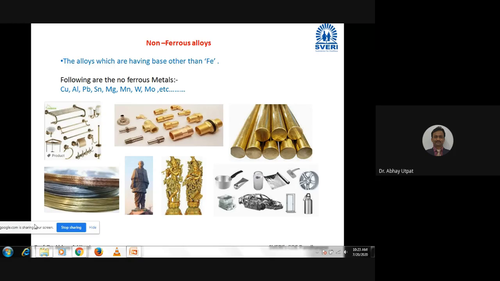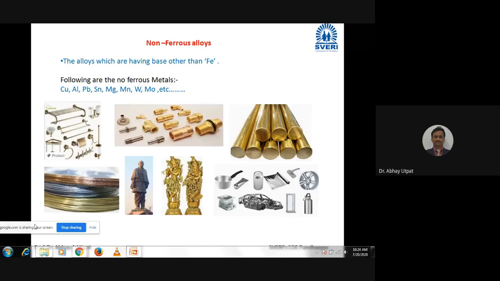So in steel and cast iron, Fe is the main element, the base element, and then other alloying elements were added. Here, other elements are acting as the base. Which are these? Following are the non-ferrous metals. Read it carefully. The alloys which have a base other than Fe. Actually, by mistake, "no ferrous" is printed there. Actually, it is non-ferrous. Non-ferrous metals: copper, aluminium, lead, tin, magnesium, manganese, tungsten, molybdenum, etc.